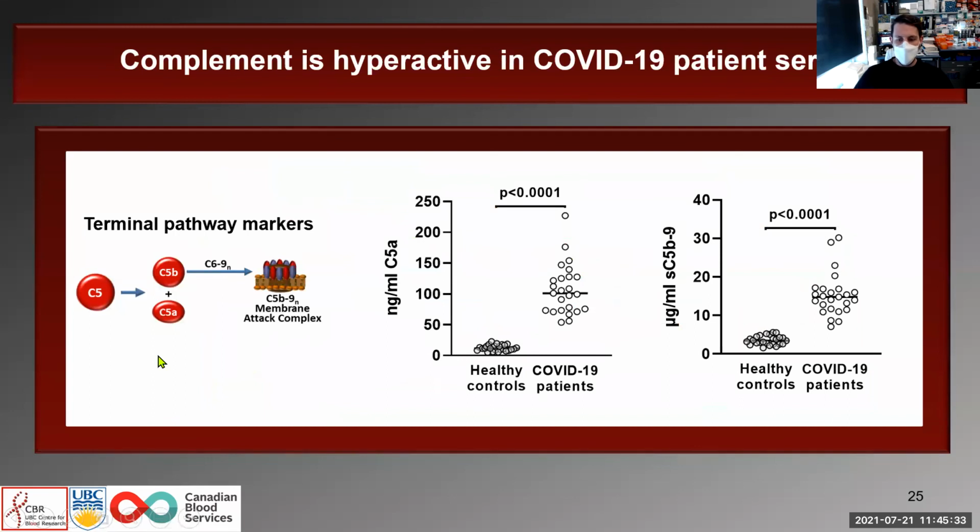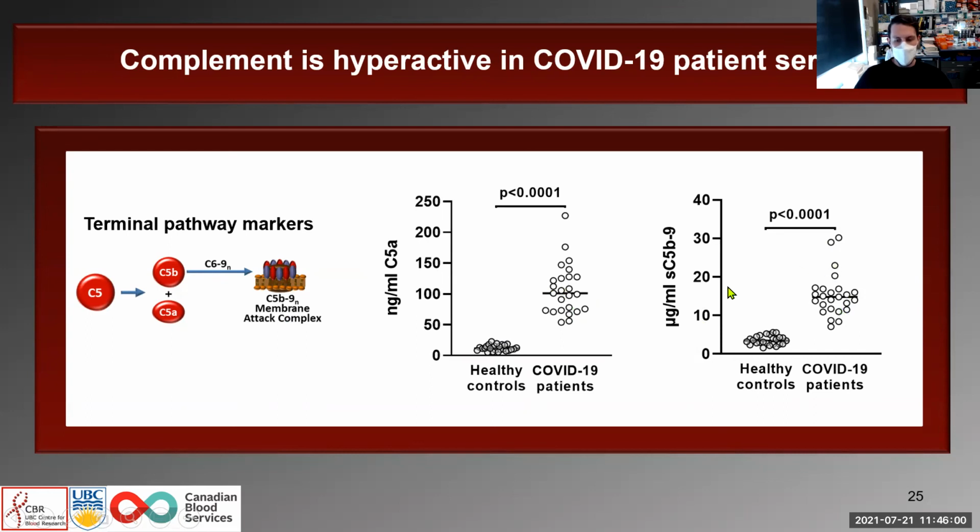So far, we have found that there is a striking increase in serum markers of terminal pathway activation, C5a, and the soluble form of the membrane attack complex, SC5b9. So at the time of ICU admission, critically ill COVID-19 patients have a 9-fold median increase in C5a and a 5-fold median increase in SC5b9 compared to healthy controls.